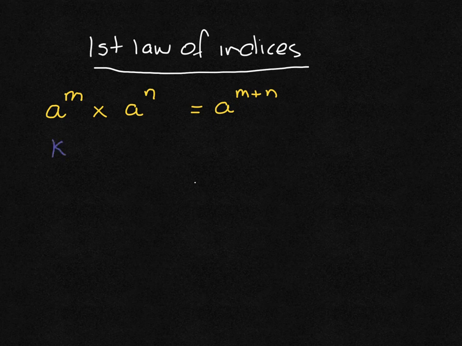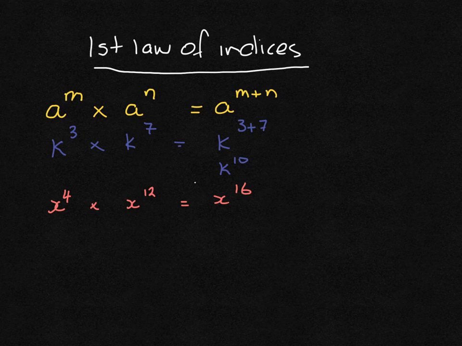Okay, so let's just do an example of that. So if I said to you k to the power of 3 times k to the power of 7, that would equal k to the power of 3 plus 7, which of course is k to the power of 10. Okay, I'll just do another example of that. So if I said I had x to the power of 4 times x to the power of 12, that would equal x to the power of 16. You add the indices, okay?